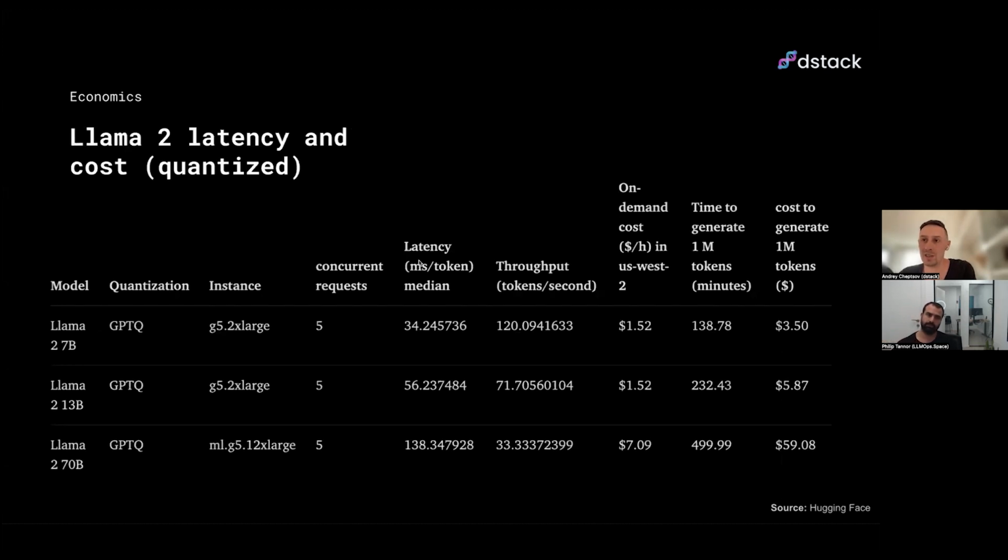Here's a slide just to show how quantization affects the cost and latency, which we talked about in one of the previous slides. You see that here we're using quantization, and the total cost for generating 1 million tokens drops 10 times. Instead of using the most expensive AWS instance, you can use a much cheaper instance, right?